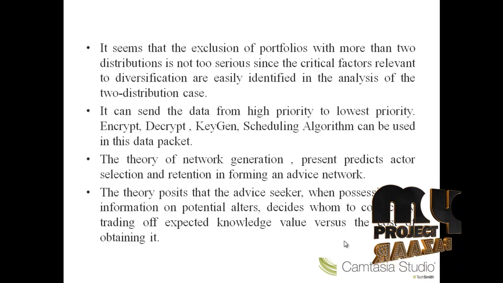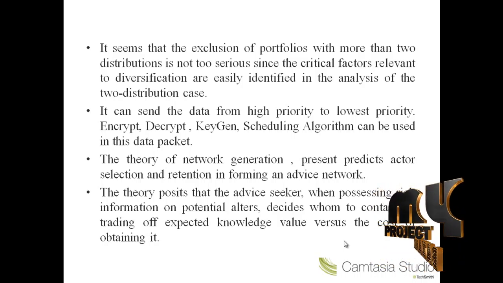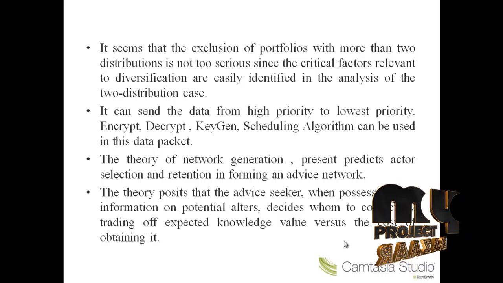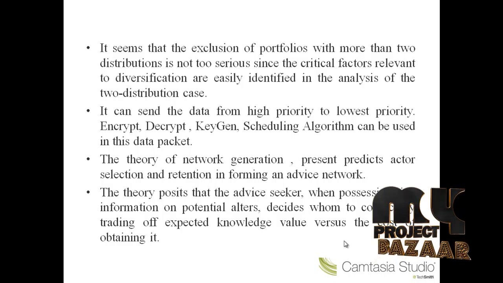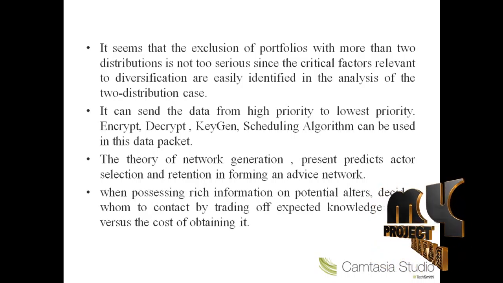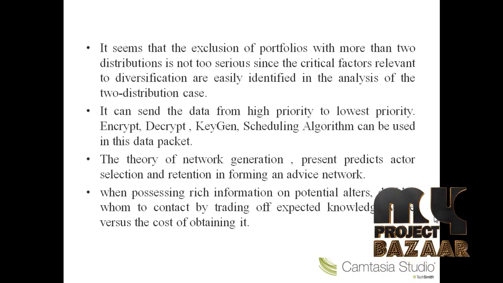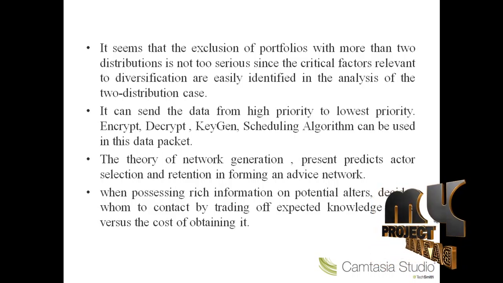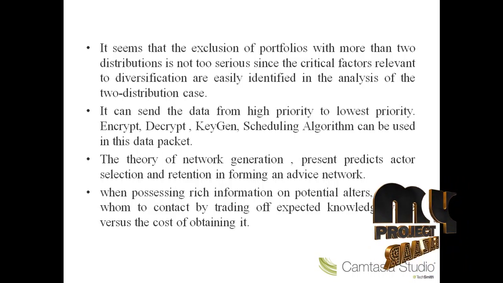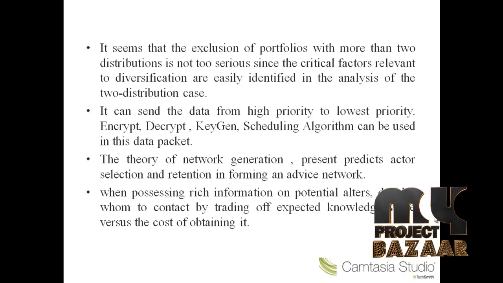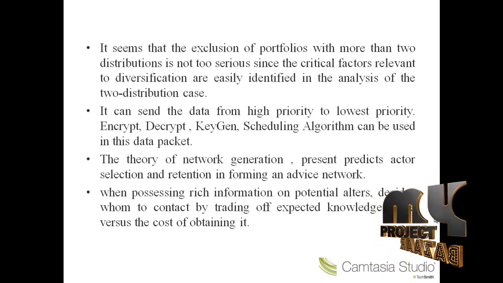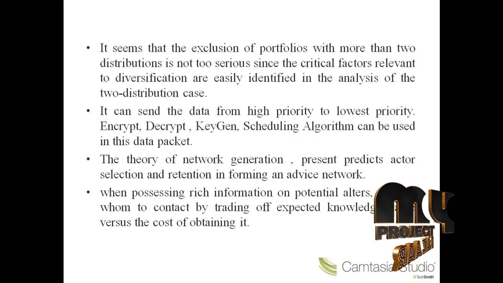It can send the data from highest priority to lowest priority. Encrypt, decrypt, keygen and scheduling algorithms can be used on the data packets. The theory of network generations predicts actor selection and retention in friendship and advice networks. When processing rich information, a potential alter decides whom to contact by trading off expected knowledge value, which is the cost of obtaining it.